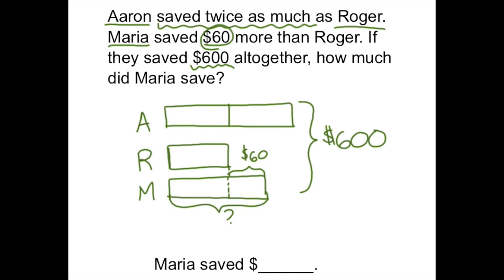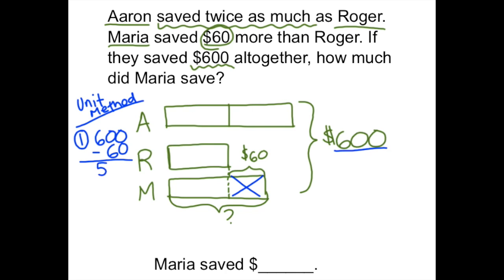So once again, we need to look for equal parts. We're going to be using our unit method to solve this problem, just like we did in the last one. So I'm first going to look and say, well, how can I get it so that I just have an equal amount of units? So my first step is going to be to take my total of 600 and take away the 60. I'm taking this part away. If I take 60 away from 600, I end up with 540.